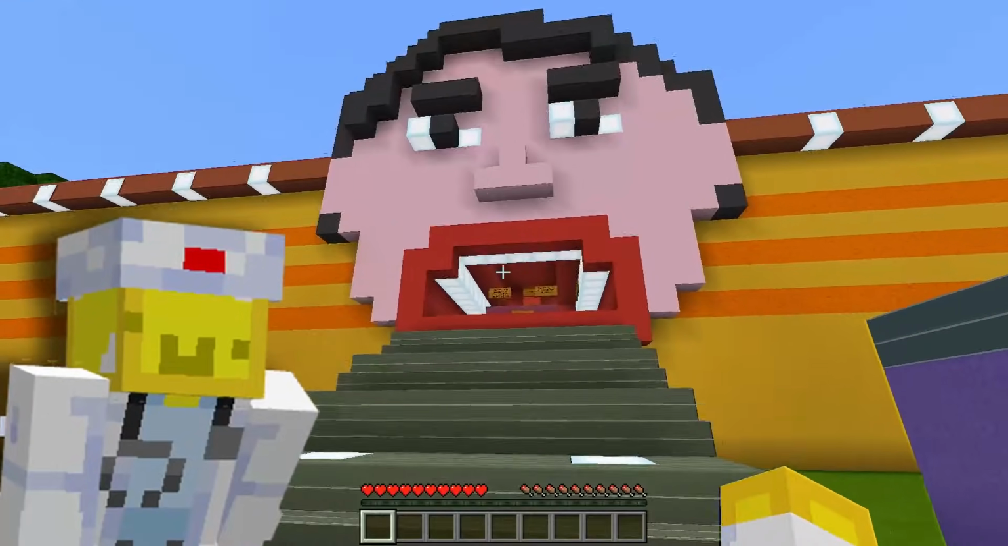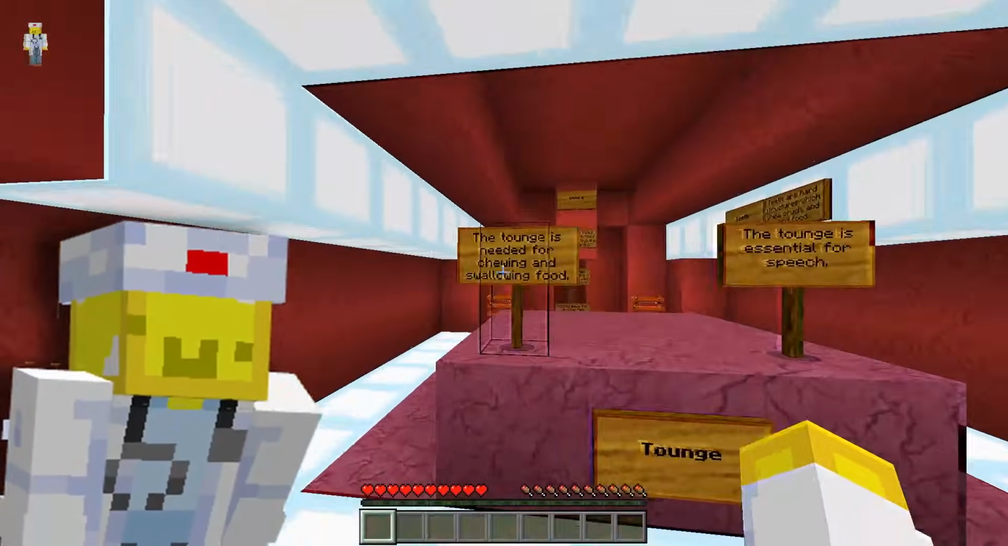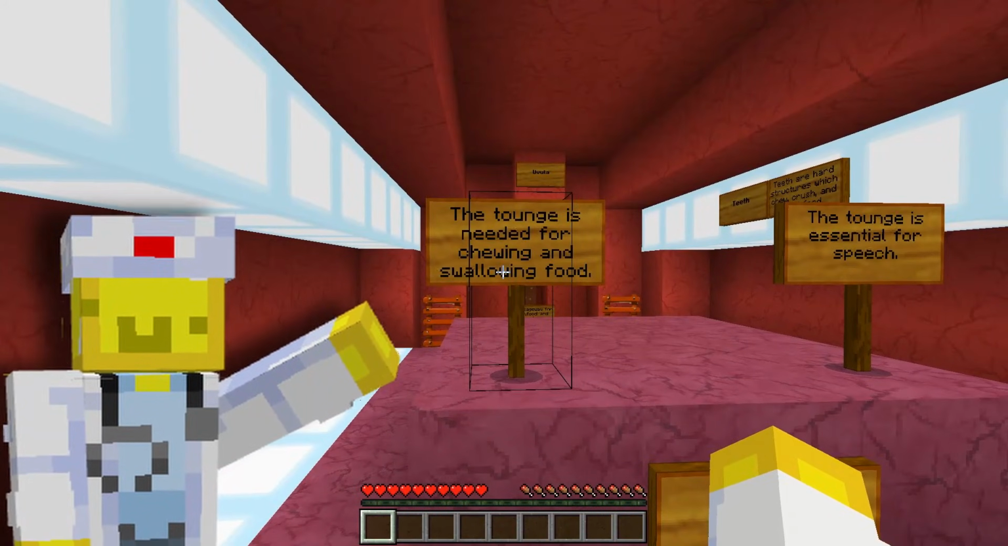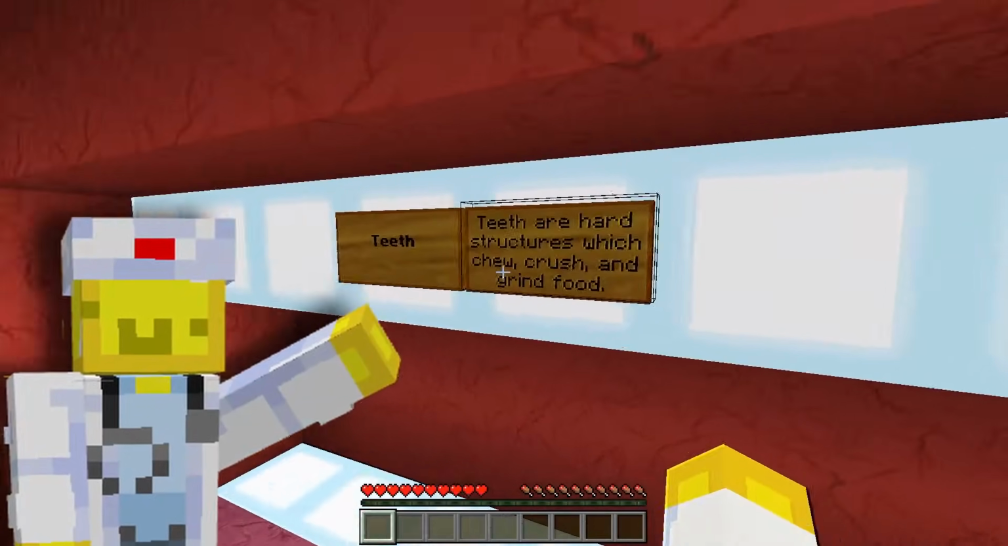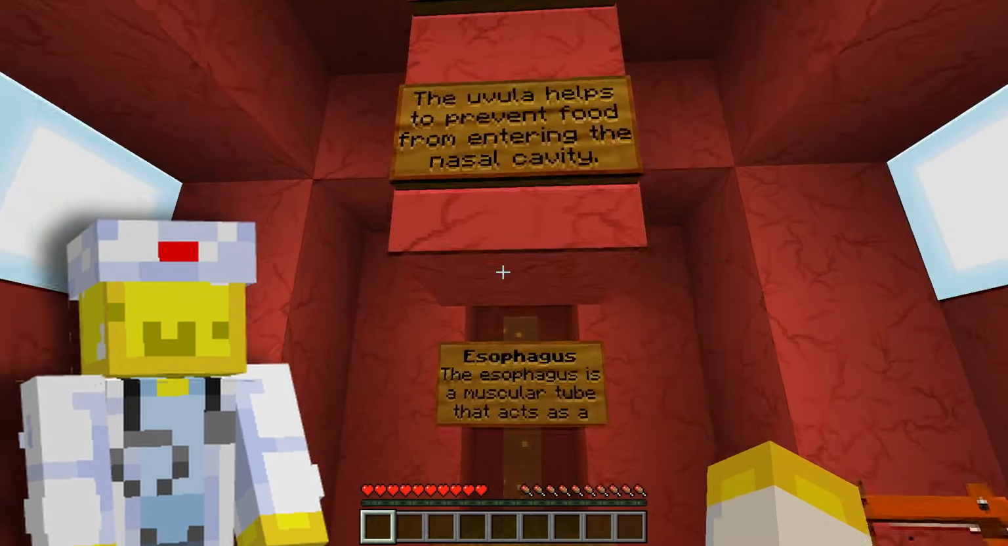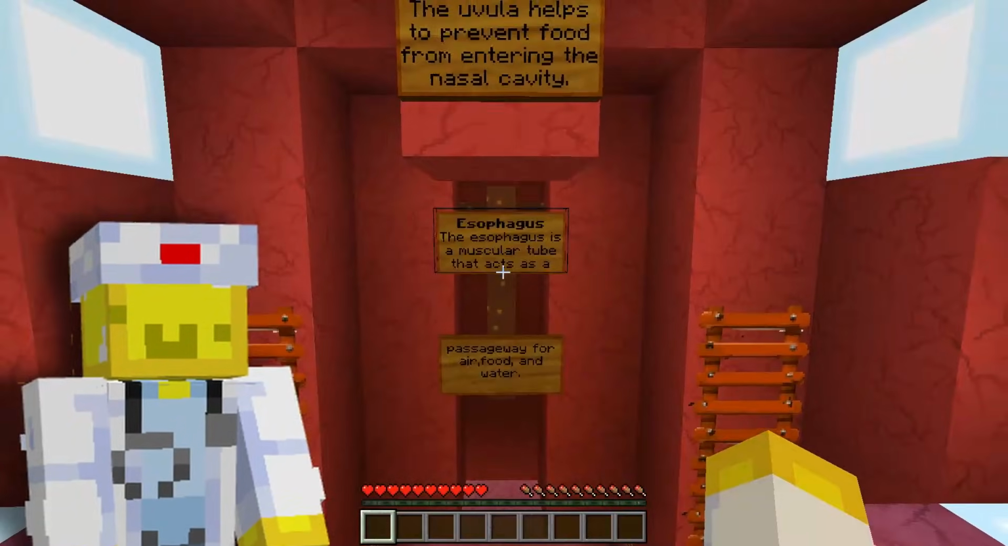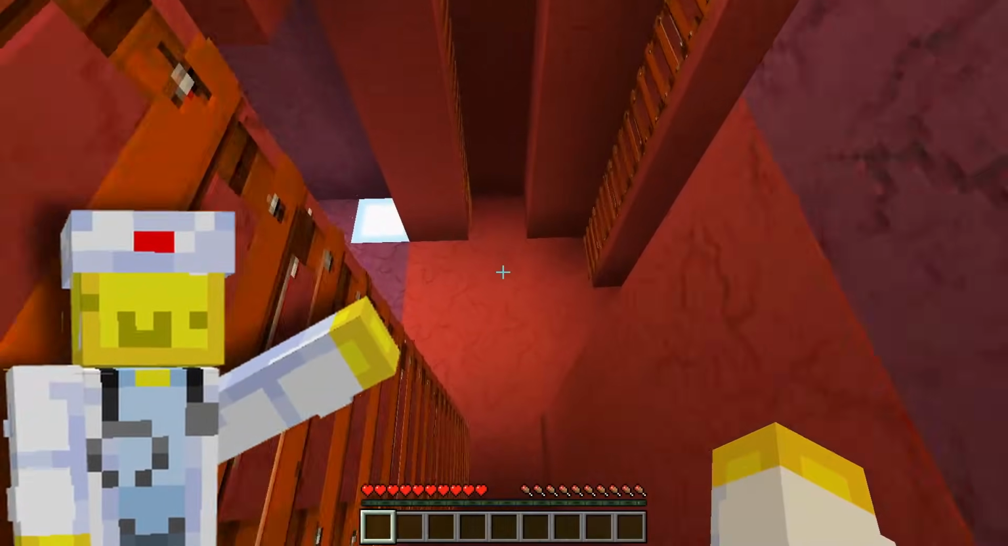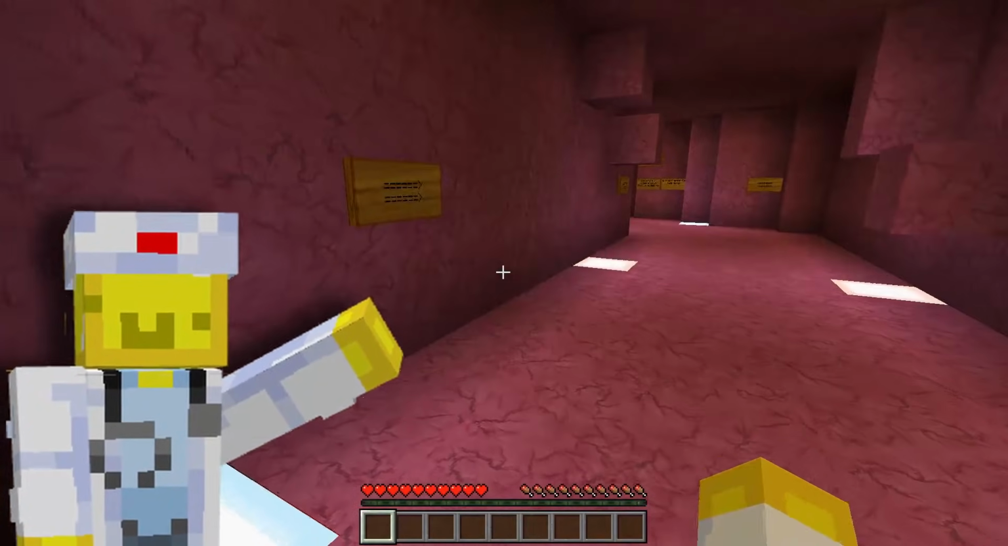As soon as we walk in, we are immediately greeted by errors. First of all, tongue is misspelled. Maybe that's how it's spelled in foreign countries or something, but I don't believe so. Here's another one of my problems. The map says that the esophagus is a muscular tube that acts as a passageway for air, water, and food.